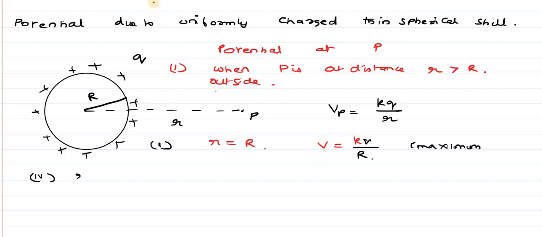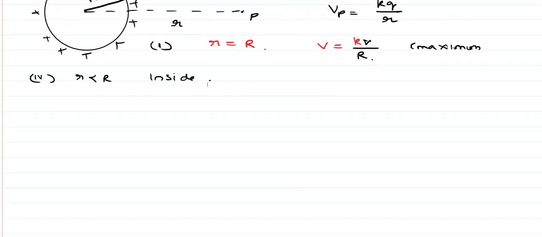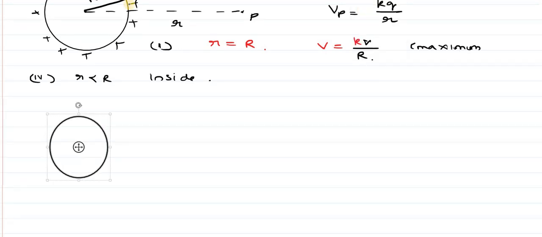Then what about the point inside the sphere, that is when r is less than R? Now you tell me. Inside the spherical shell, which is a conducting shell, what is the electric field? The electric field is zero, right? The electric field is zero. So wherever you go inside, the electric field is zero.